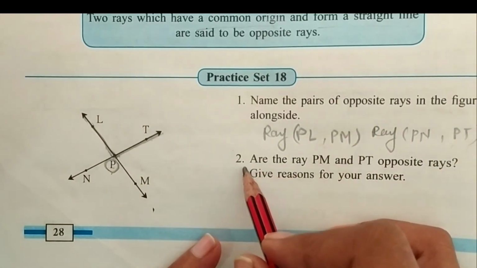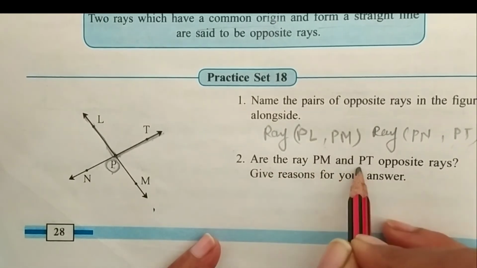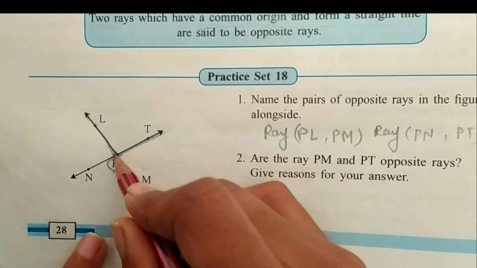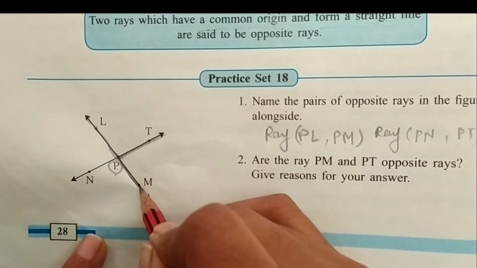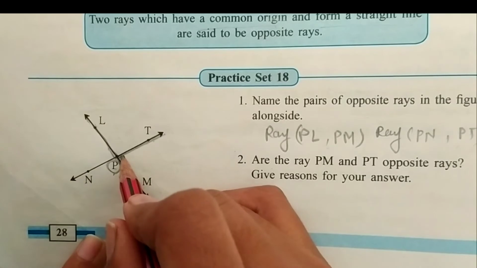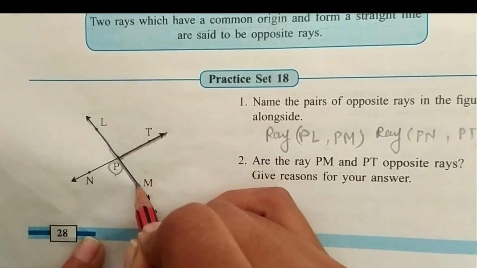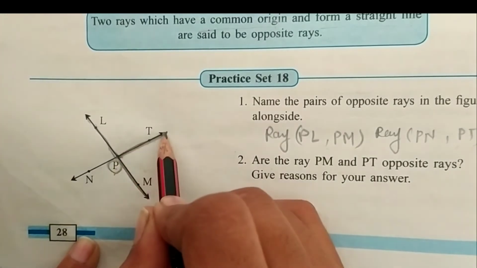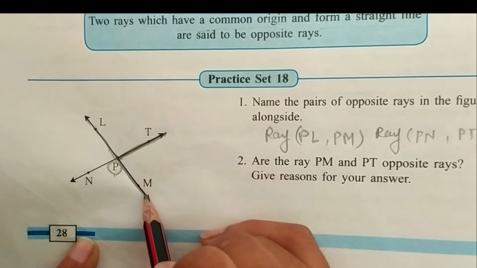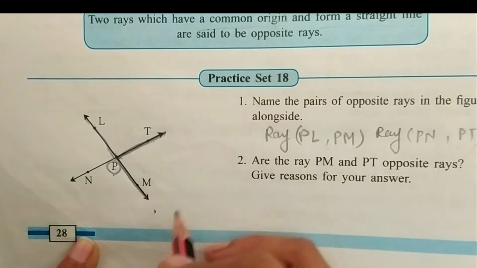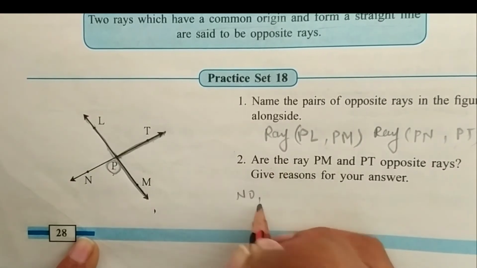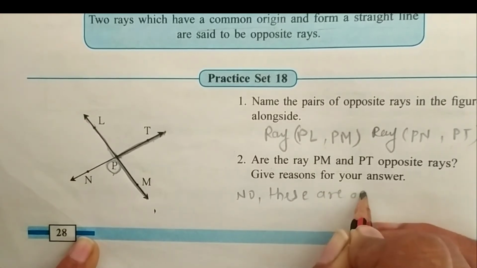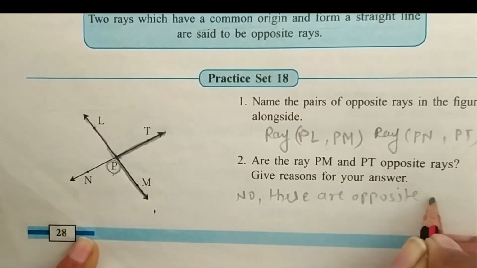The second question is, are ray PM and PT opposite rays? Observe the figure. This is ray PM and this is ray PT. Give reasons for your answer. Are ray PM and PT opposite rays? No, these are not opposite rays. Just write here, no, these are not opposite rays.